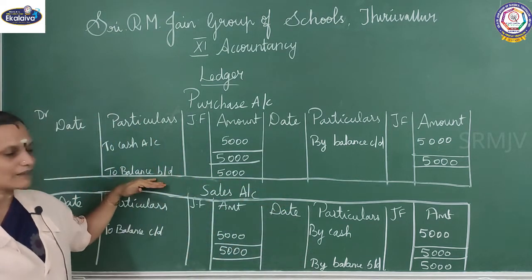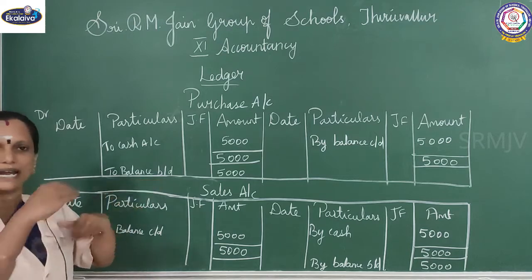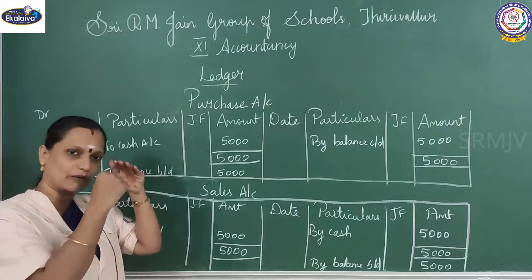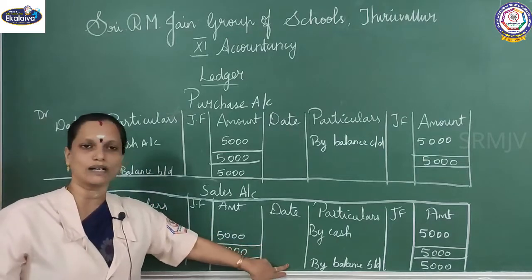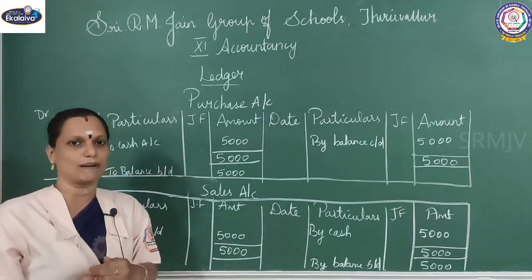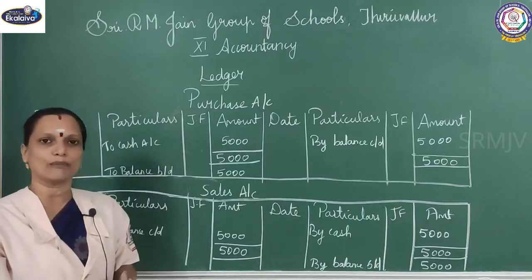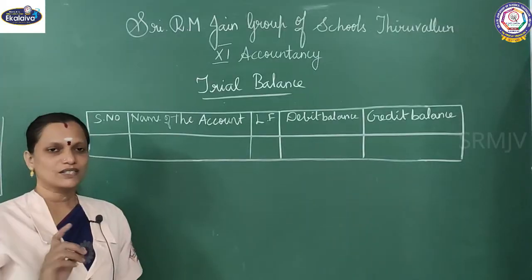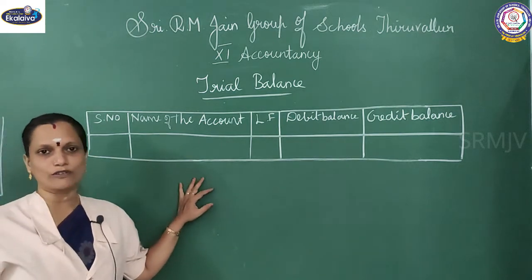See what we should do now, we should carry this to the trial balance. In the sense, whatever amount we got on the debit side, we have to debit, and whatever we got in credit, we have to credit in the trial balance. Okay, now we move on to the format of the trial balance. Okay children. See children, now we are going to see the format of the trial balance.